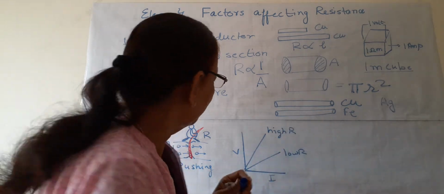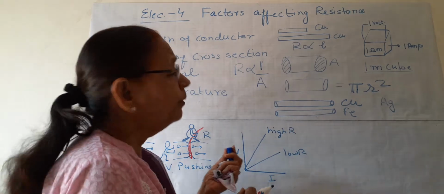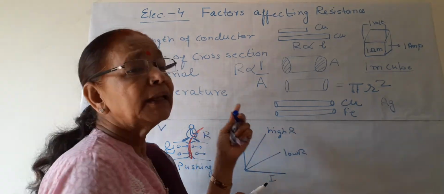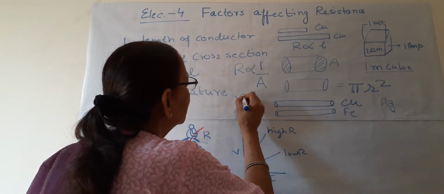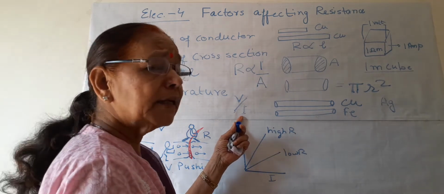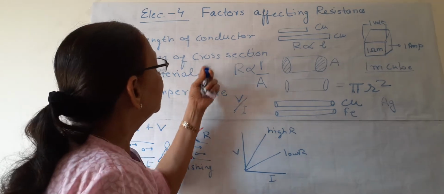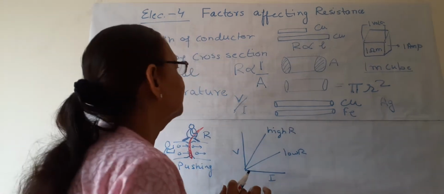These three things we know. And the fourth is temperature. Temperature affects resistance. If the temperature is constant, then the V upon I ratio is a constant, which is resistance. You learned it yesterday. So temperature also affects resistance, and these three factors also affect resistance.